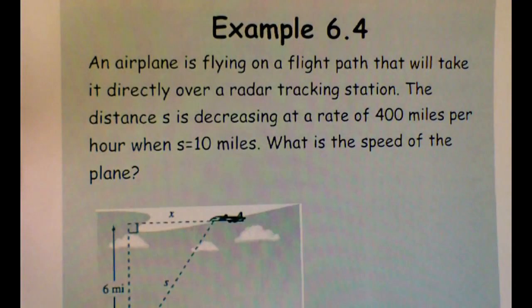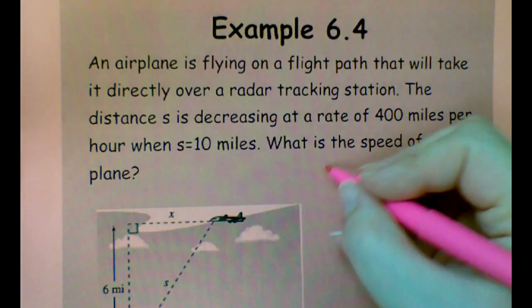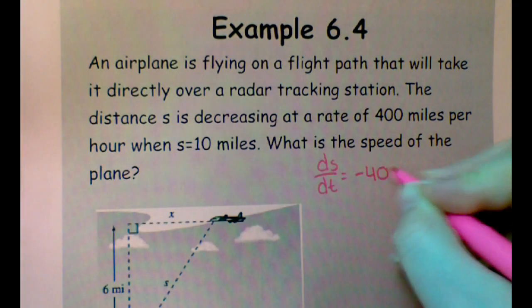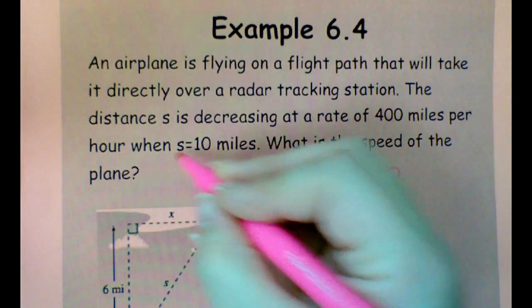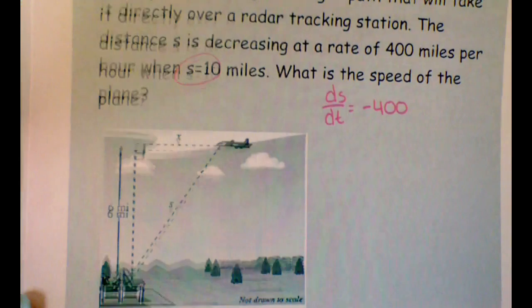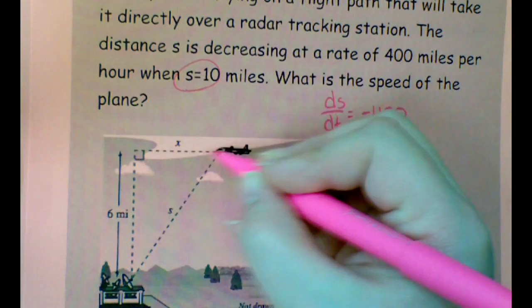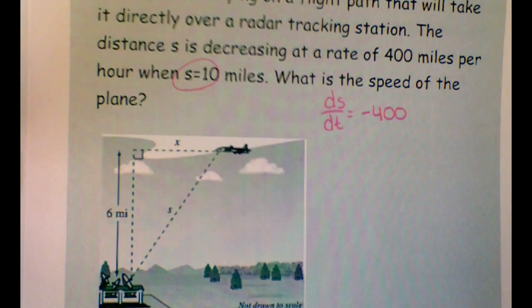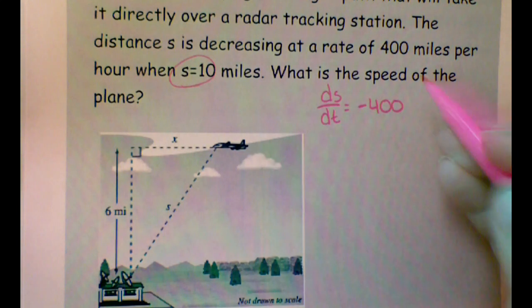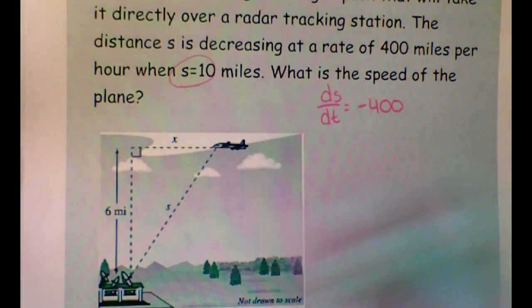All right, next one. An airplane is flying on a flight path that will take it directly over a radar tracking station. The distance s is decreasing at a rate of 400 miles per hour, so ds/dt is negative 400 because it's decreasing. When s equals 10, cool. What is the speed of the plane? Now this picture will help. Our plane is 6 miles in the air. x is going to represent its horizontal distance. s is its distance actually from the station.